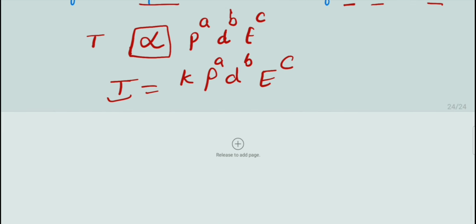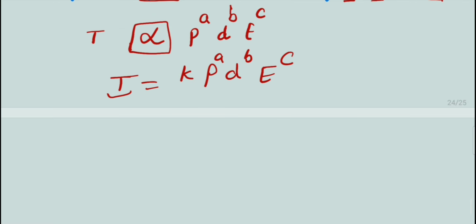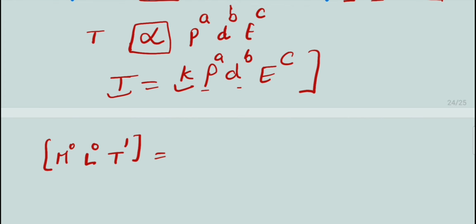So now we'll write the dimensional formula for all the physical quantities involved in this relation. For the time period, the dimensional formula is M0 L0 T raised to power 1, and for K there is no dimensional formula. P is the pressure, the dimensional formula for pressure.